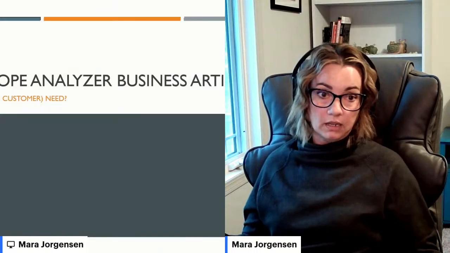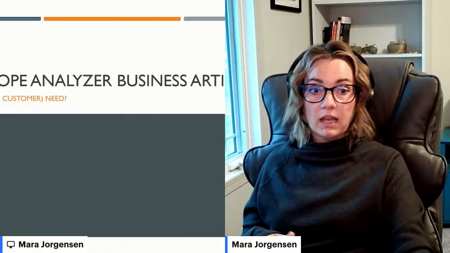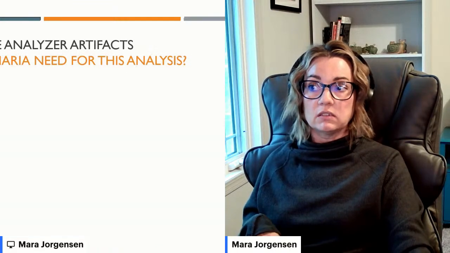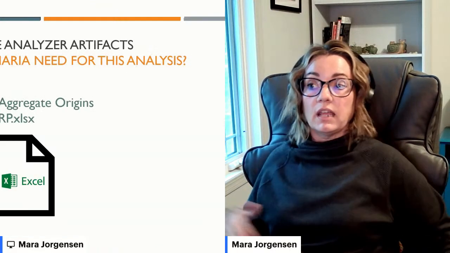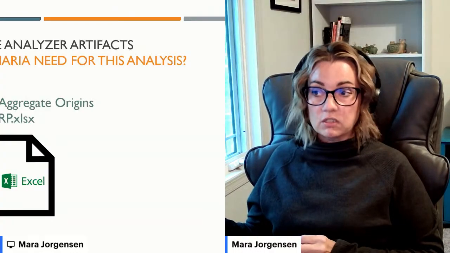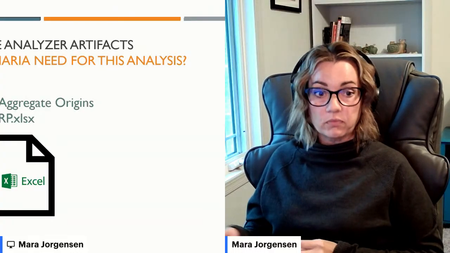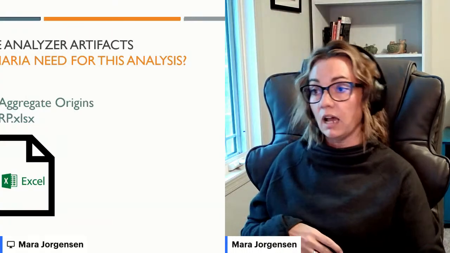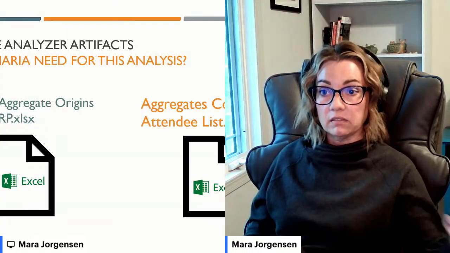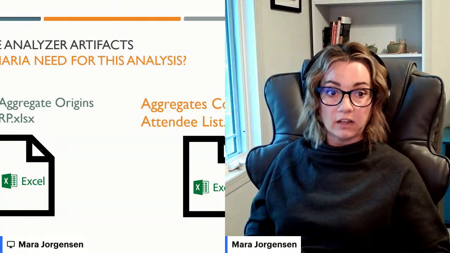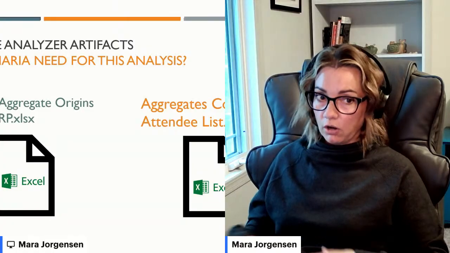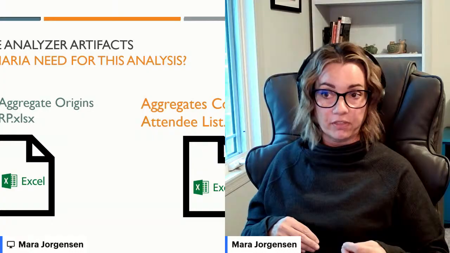So what does Maria need for this demo? Maria actually needs just two things. So she is going to need a list of their origins from her ERP system, so she can download that into Excel. And then she's going to want a list of destinations from the aggregates conference. And she already had that because she received that at the conference.